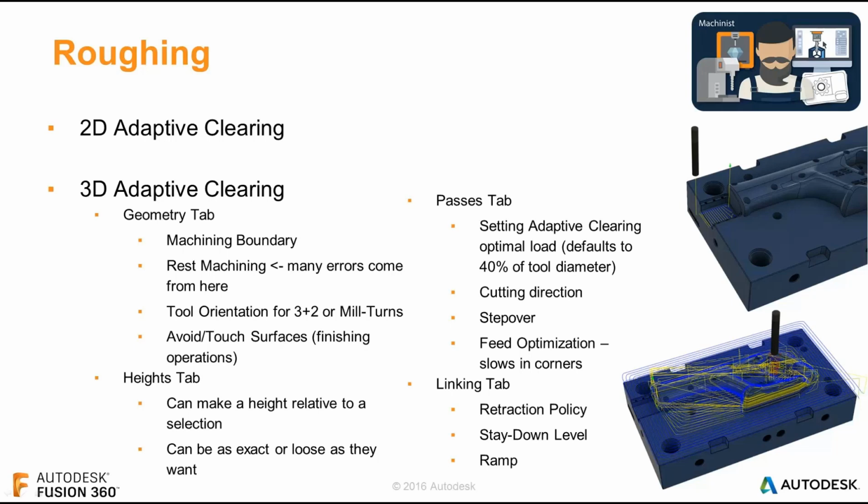The big elements to think about are what material you are going to select to be removed and what tooling you're going to use. There are a few tabs that we will need to look at. The geometry tab allows you to define what the boundary is if there is rest machining. So if you're starting from a partially finished part, you can say rest machine, so it will only look for geometry that hasn't been removed. You can also set your tool orientation if you are doing 3+2.